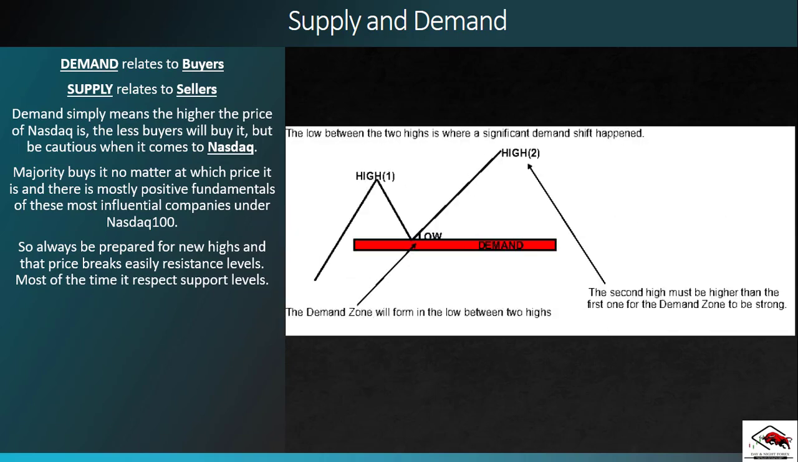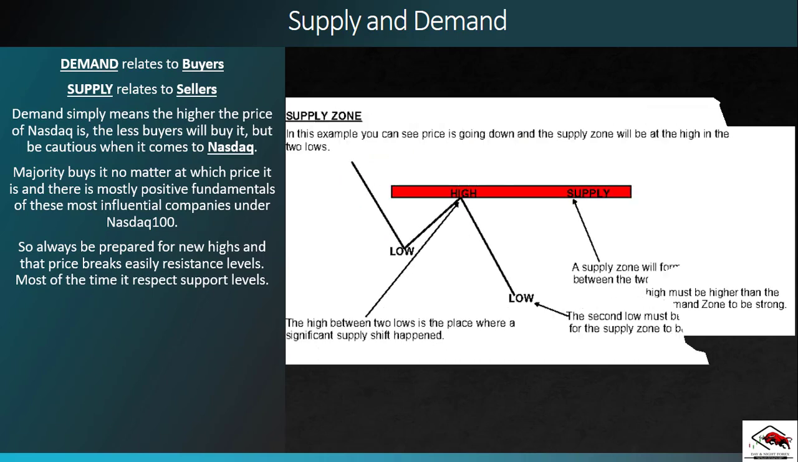So basically what is going on, as you can see with our second illustration over here, the low between these two highs is where a significant demand shift happened, right? So that is where we're expecting the market to come back and then give us our demand zone over there. So the demand zone will form in the low between these two highs that you're seeing over here. The second high must be higher than the first one for the demand zone to be stronger. So the higher the second high is above the first high, the stronger that demand zone becomes, meaning that you can obviously expect a huge move when the price comes back to test that demand zone.